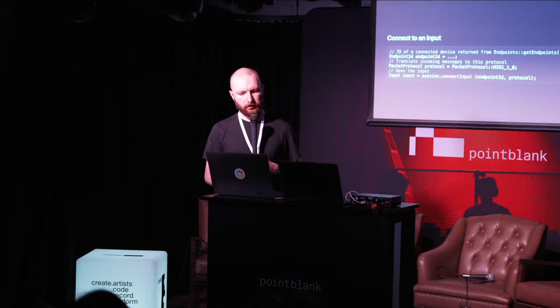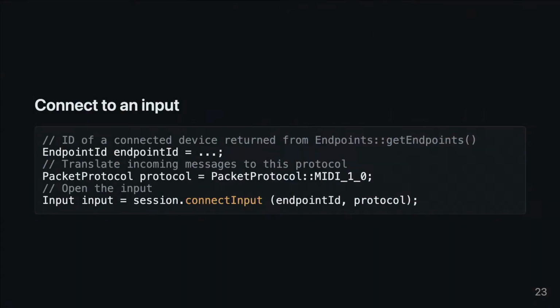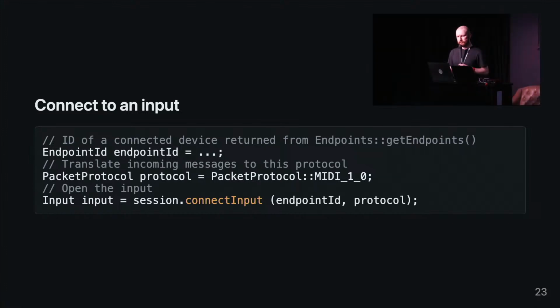Connecting to an input then is pretty simple. So we're just going to pass one of the endpoint IDs that we discovered earlier into connect input. And we're also going to pass this packet protocol flag, and this can be either MIDI 1 or MIDI 2. And all of the incoming messages from the device are going to be automatically translated to the protocol that you requested. And again, this is intended to reduce the amount of work that you need to do when you're writing your MIDI handling code. You just need to worry about handling MIDI 1 or MIDI 2 messages, and the framework will translate everything into an appropriate protocol automatically.